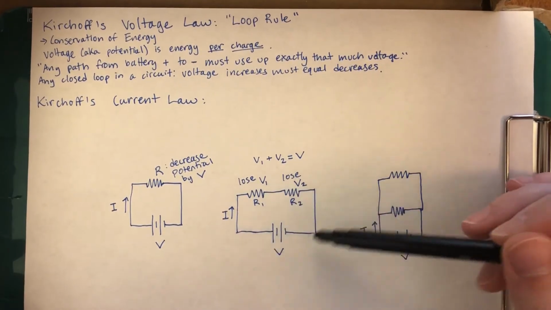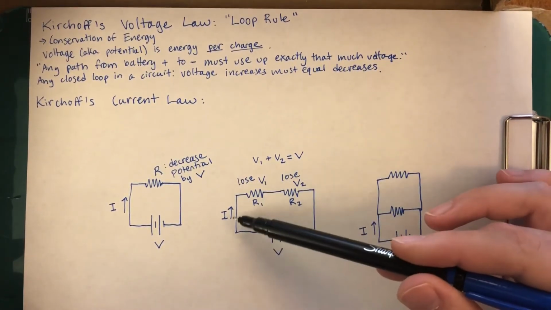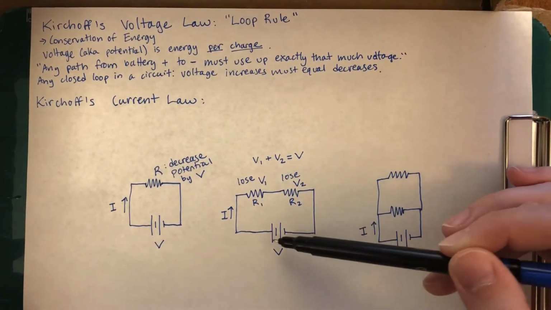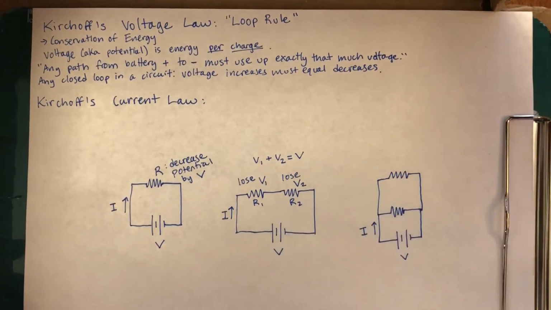This is all in one loop, meaning that the total amount of decreases in the loop comes from these two, and then the thing increasing in the loop is just the battery.